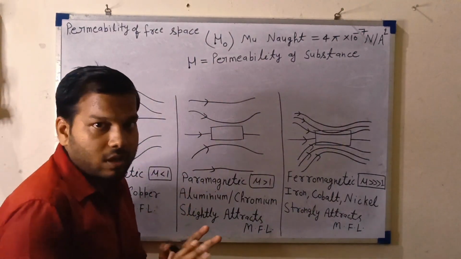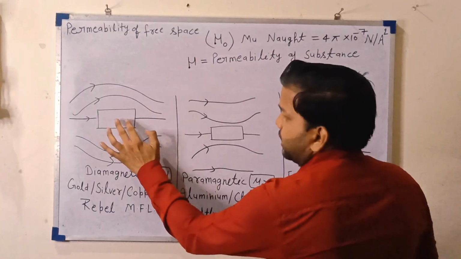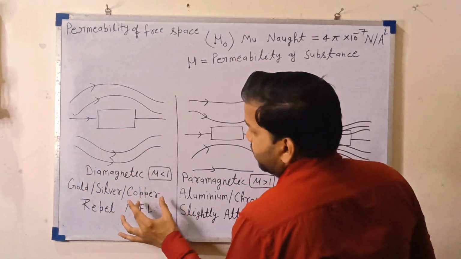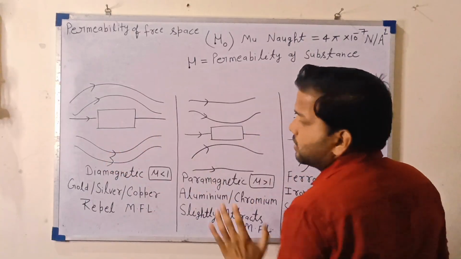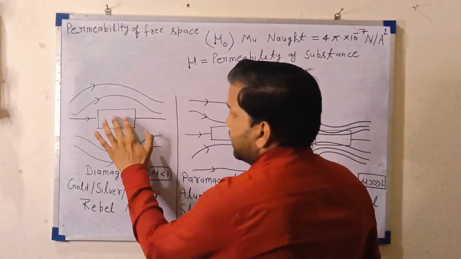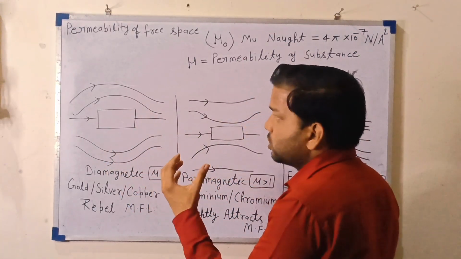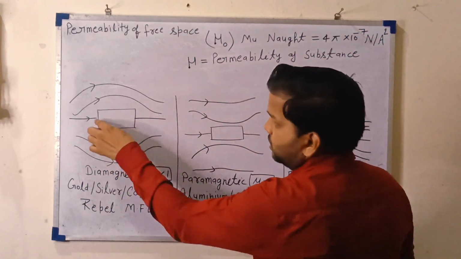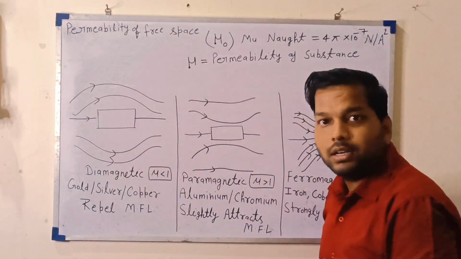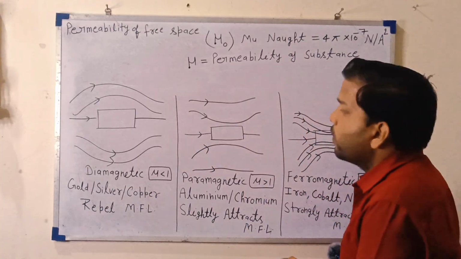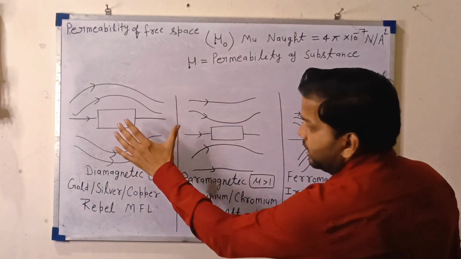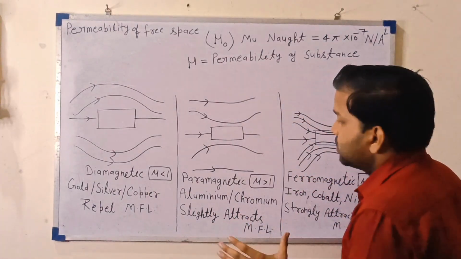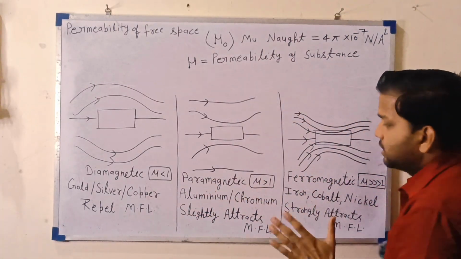Clear? Here you can see this substance, that is diamagnetic substance like gold, silver, copper, repel these lines. This substance does not capture or attract these lines. It just repels these lines, you can see in the figure, right? And that's why the value of permeability is less than 1 in this case. Now let's start the case of paramagnetic materials.